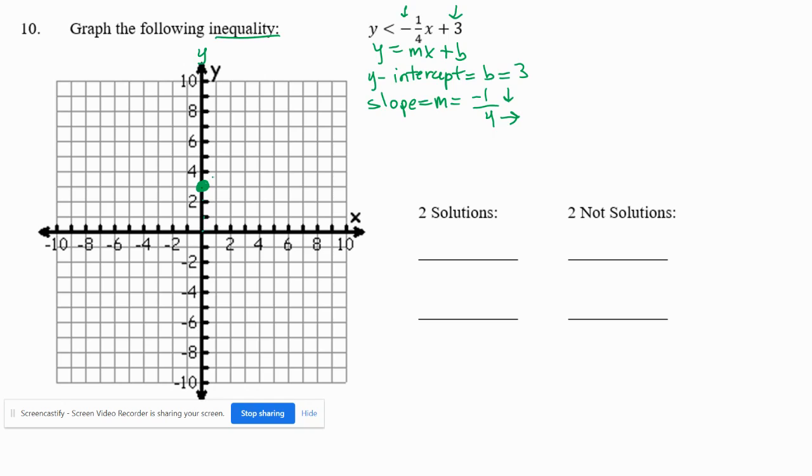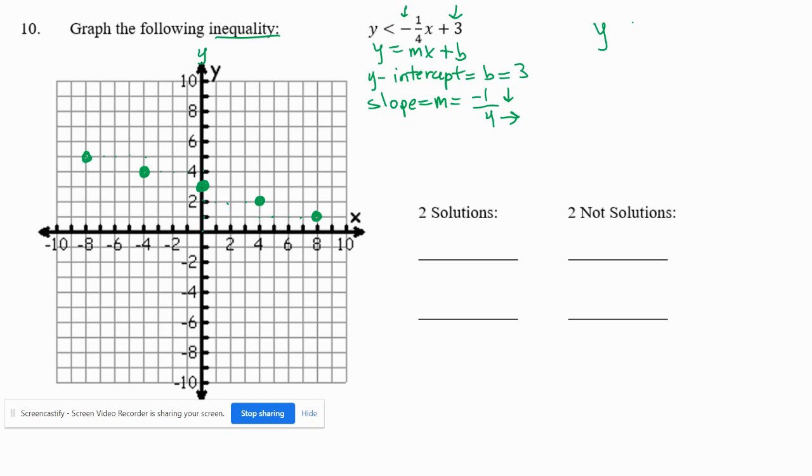So from my y-intercept of 3, I'm going to go down 1 and to the right 4. Down 1, to the right 4. No more points, and to the right. To the left, I'm going to follow the pattern backwards. So instead of going down 1, up 1. Instead of going right 4, left 4. Okay, so up 1, left 4.